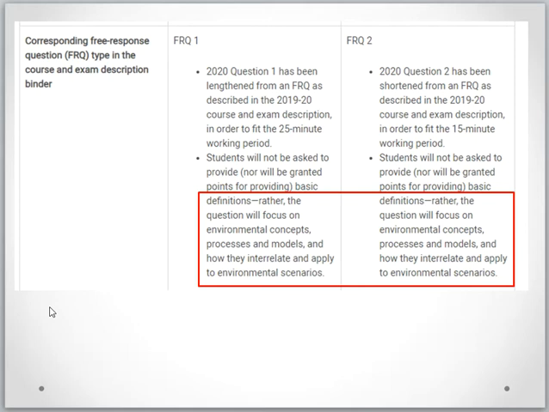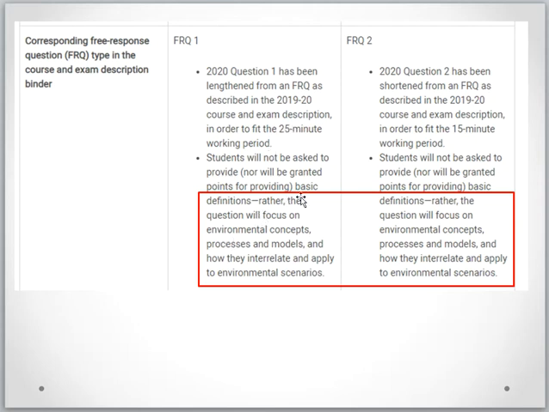All right. FRQ number 1, 2020 question number 1 has been lengthened from a typical FRQ. So a typical FRQ is 22 minutes. This is a 25-minute question. So I'm assuming it's going to look pretty much the same, except instead of A, B, C, D, E, they're probably going to have A, B, C, D, E, F, and G. Okay.